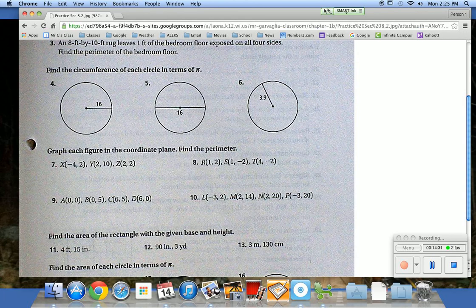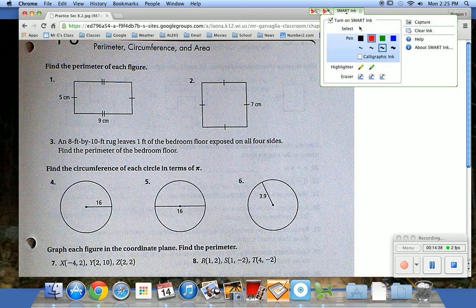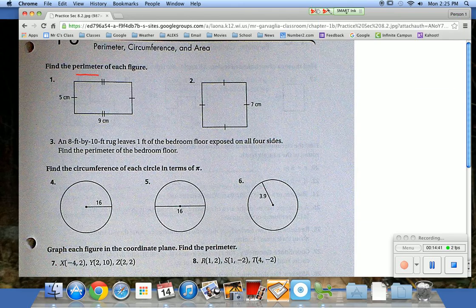Let's take a look at some figures here. Let's take a look at this one up here. Top one first. Josie, I want to find a perimeter of this figure. How would I do it? 28. How would you come up with 28? There you go. 5 plus 5, or 2 times 5 is 10, plus 2 times 9 is 18. 18 plus 10 is 28.